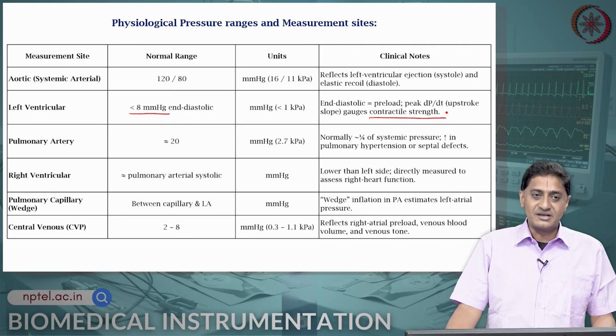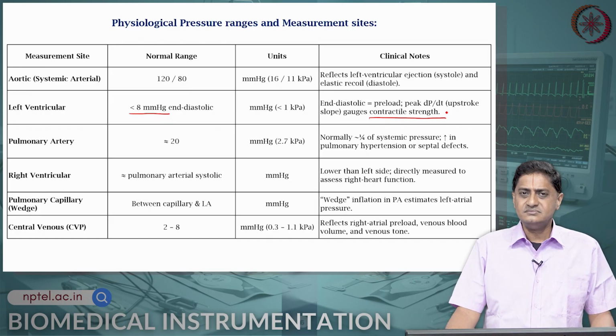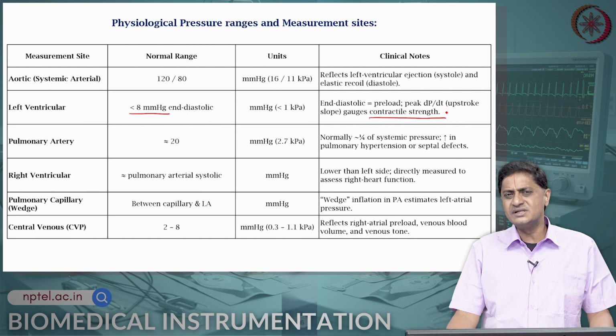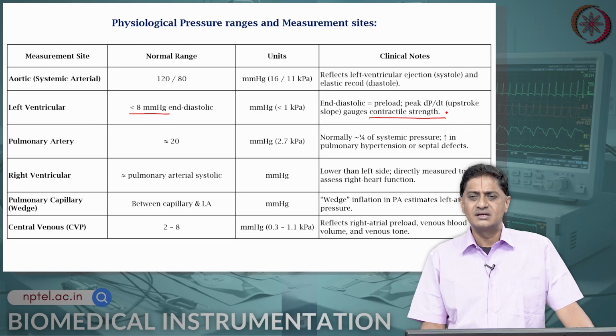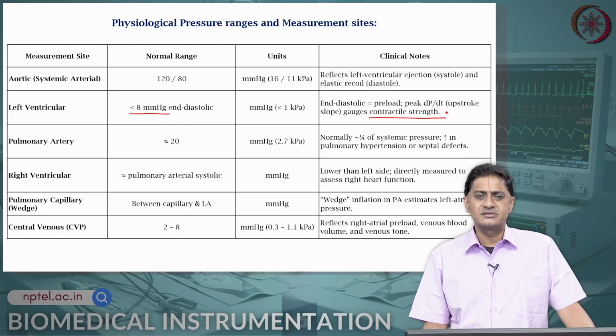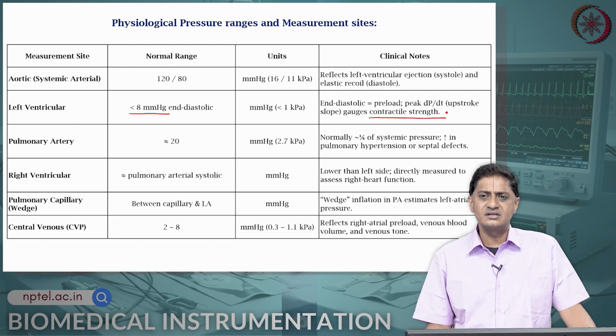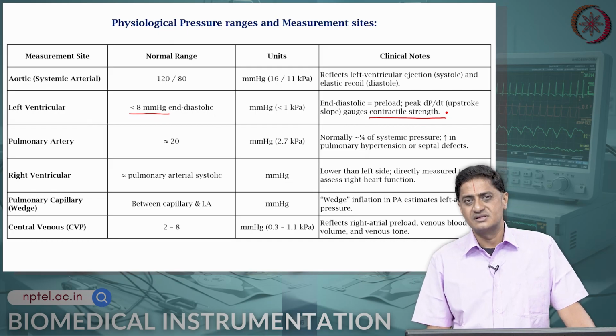Pulmonary capillary pressure is the next value. Usually this value is between capillary values and the left atrial pressure. The pressure in the pulmonary artery usually estimates the left atrial pressure. Okay. And then venous pressure.